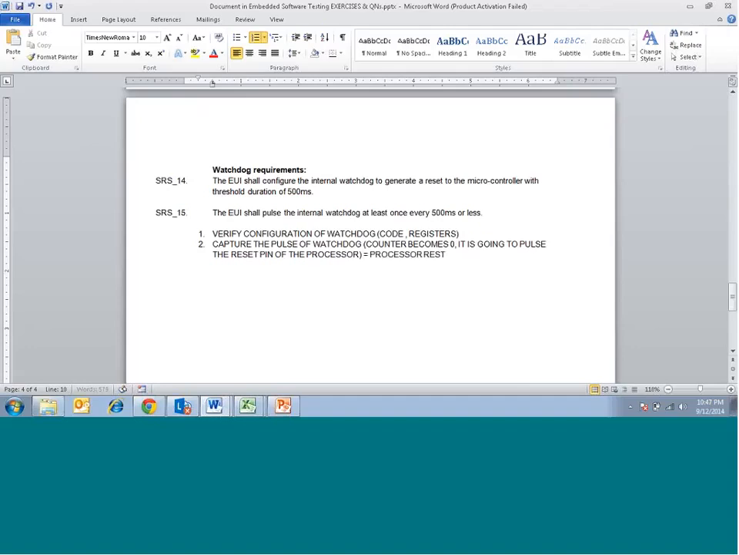resets. So how are you going to emulate this? Somehow you make sure that you reconfigure the watchdog, or you make the program hang, or capture the pulse. So what is responsible for pulsing the watchdog? That should be less than 500 milliseconds. That is what the second requirement talks about: at least once in every 500 milliseconds or less it should be there. So one is configuration, and the other is whether it is pulsing properly or not. We are going to verify this. This is how we can verify a watchdog sort of requirement.